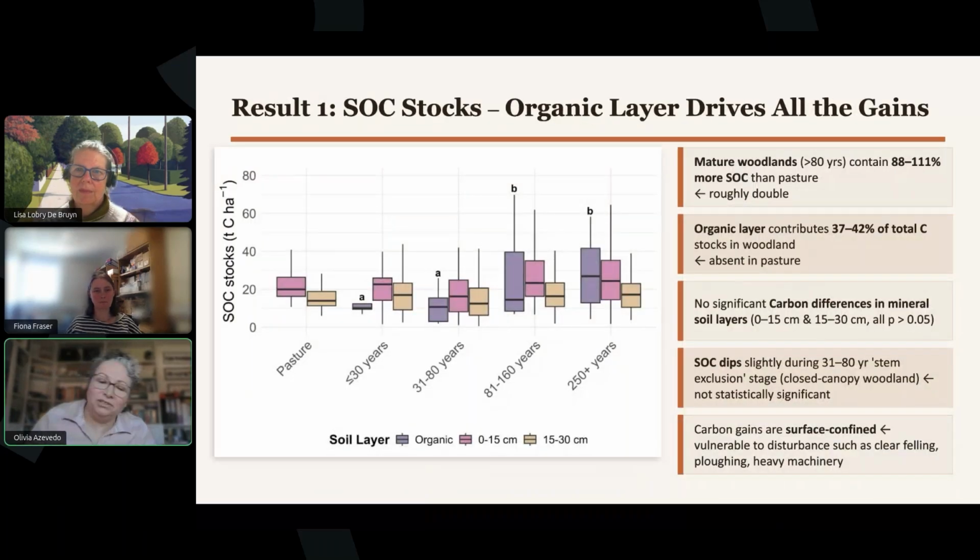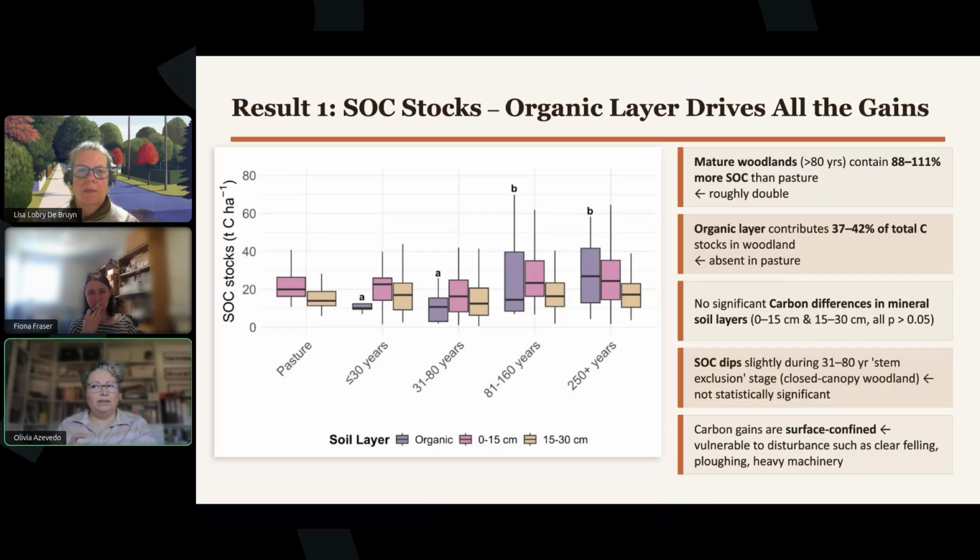Okay, right, on to the results. The first and perhaps most policy relevant finding is about soil organic carbon stocks. Mature woodlands contain around 100% more soil carbon than adjacent pasture systems. That's a very substantial increase. We're talking about a difference of 40 tons of carbon per hectare. But here's the crucial detail.